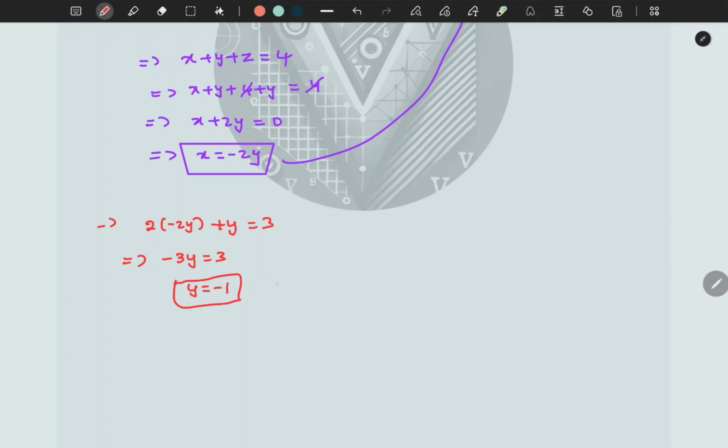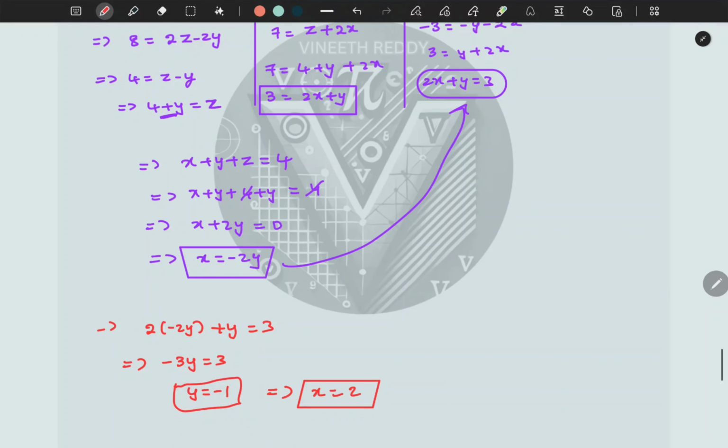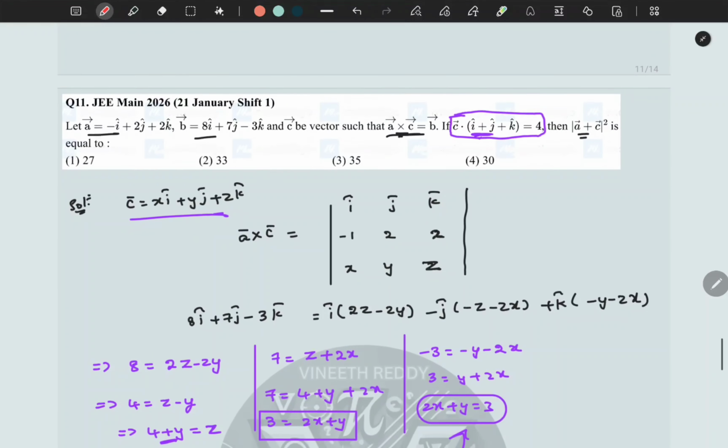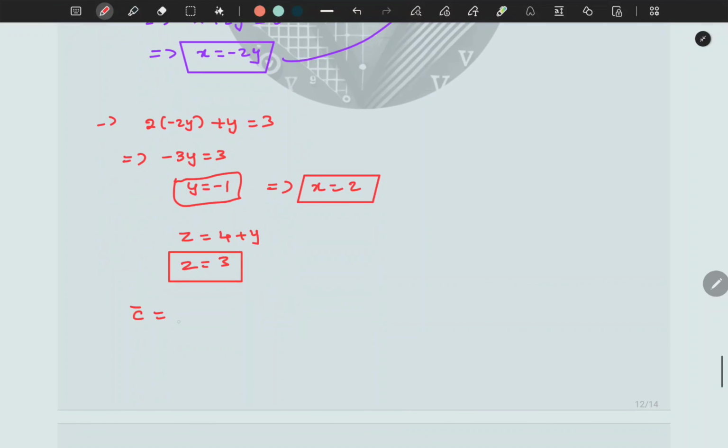If y is equal to minus 1, x will be equal to minus 2 into minus 1, x will be 2. Acha. So x is 2, and what is z? z is 4 plus y, that should be 3, right? So we have the values of x, y, z. I think vector C is now known, right? C vector will simply be xi, that is x is 2, so 2i cap plus yj cap plus zk cap, right?